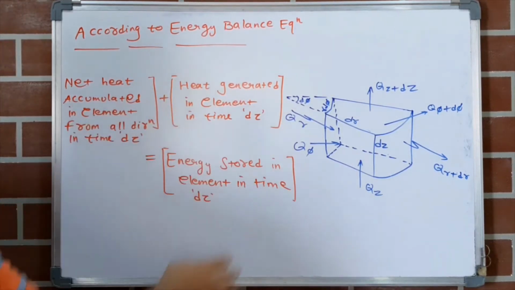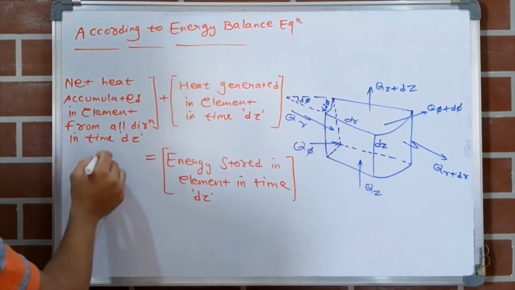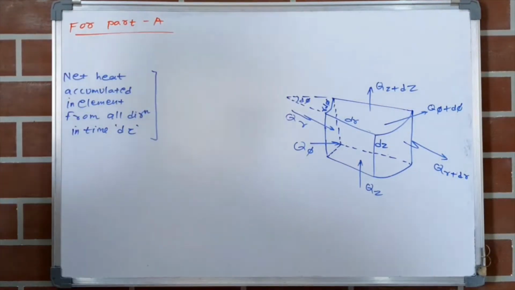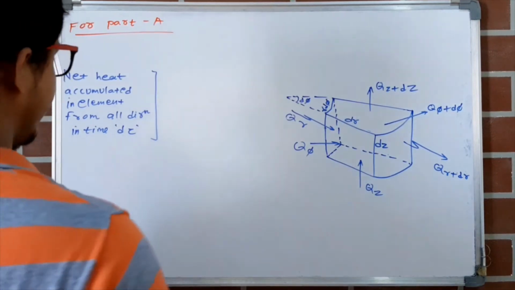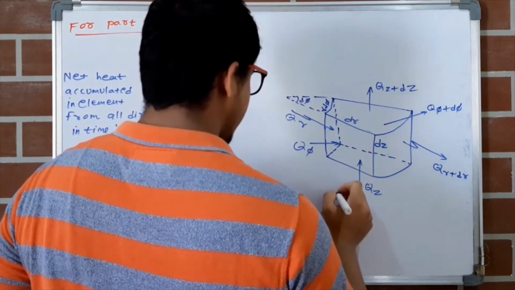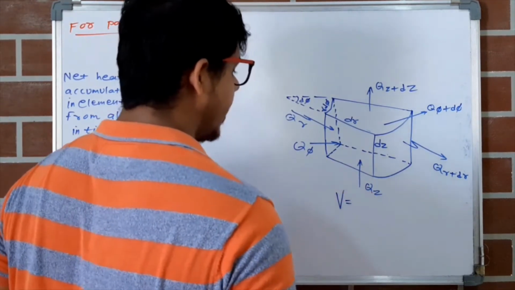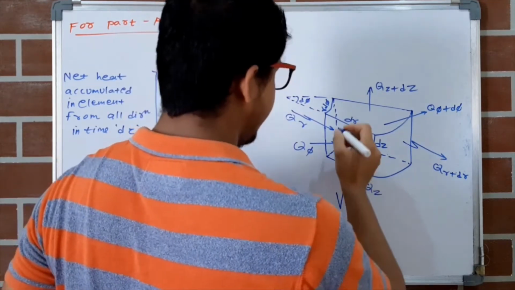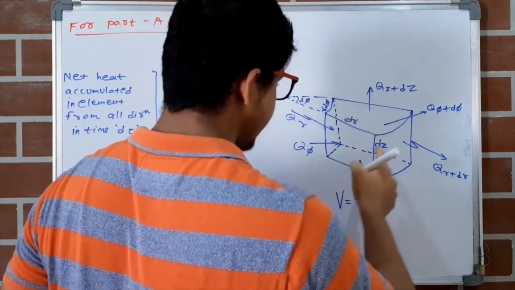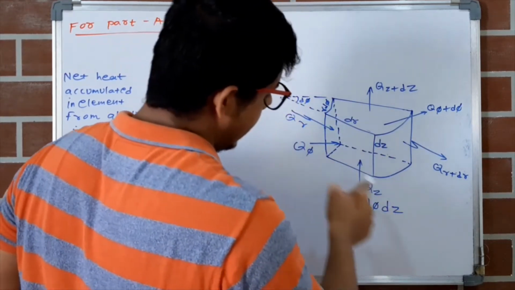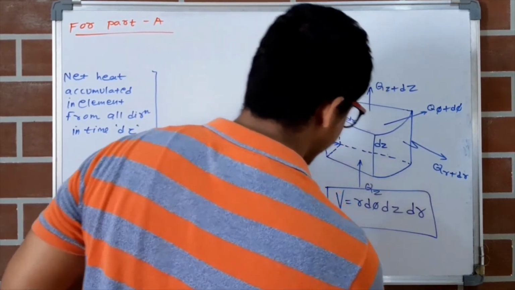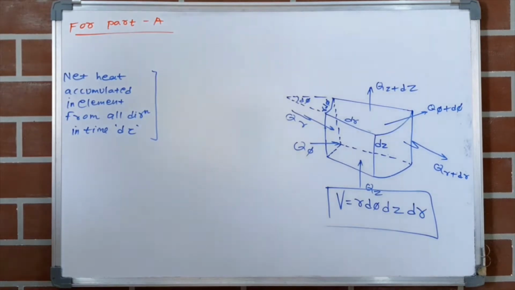Okay, so now we will divide this equation into three parts, that is part A, part B and part C. Mark that energy balance equation as equation number 1. Now we will derive for part A, but before that we will write the volume of this elemental shape. The volume will be R d phi into dz, and the length along the radial direction is dr. So this is the volume of this elemental shape, that is R d phi dz into dr.